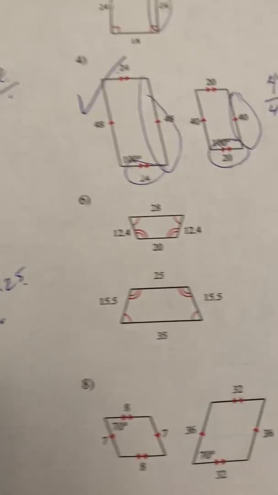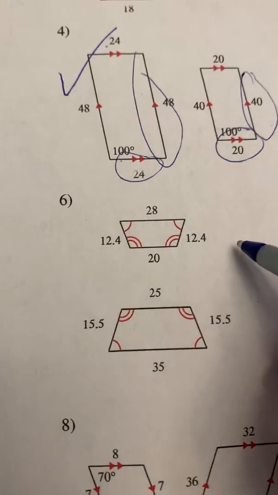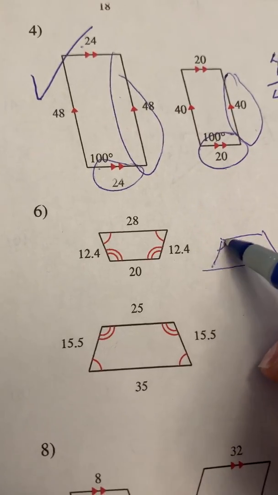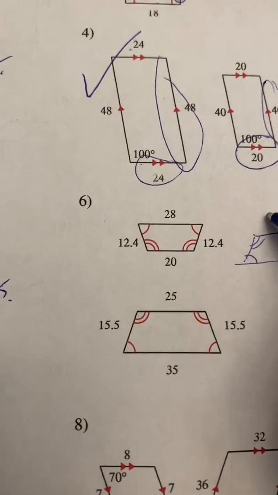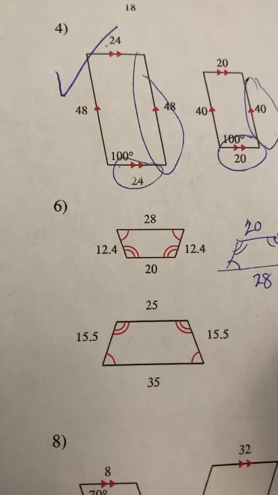Question number 6, same situation, right? Same situation here that you might want to redraw it. So it looks like this. Those are at the top. We can see that we have congruent angles. That's not an issue. 20 moves here, 28 moves here, and we get 12 and 4/10 here.